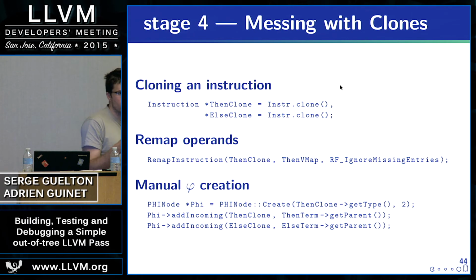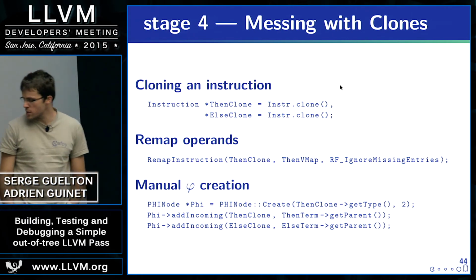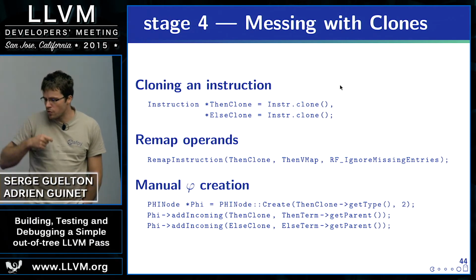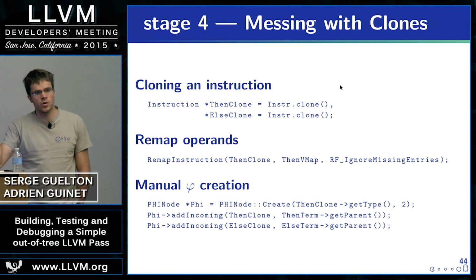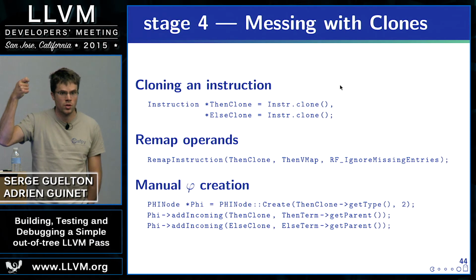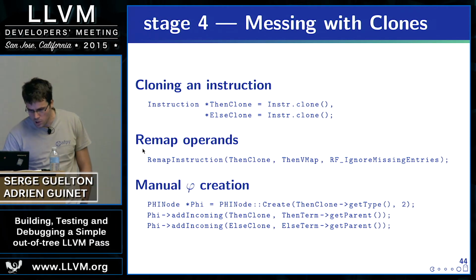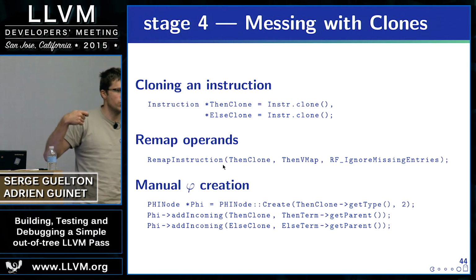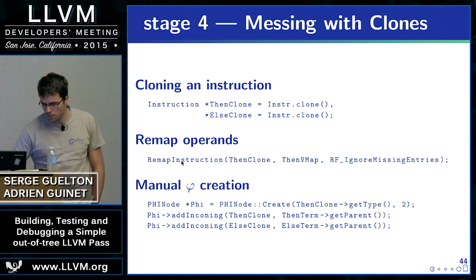When you're cloning an instruction, you can use the clone method from the instruction class. But this creates two different values. So to do the remapping, which means to make sure that the instruction from the true branch only refers to external values or values from this very basic block, you need to perform some substitution. So you maintain a map, and you use this very useful remap instruction function, and it will just update the operands based on the mapping available here.